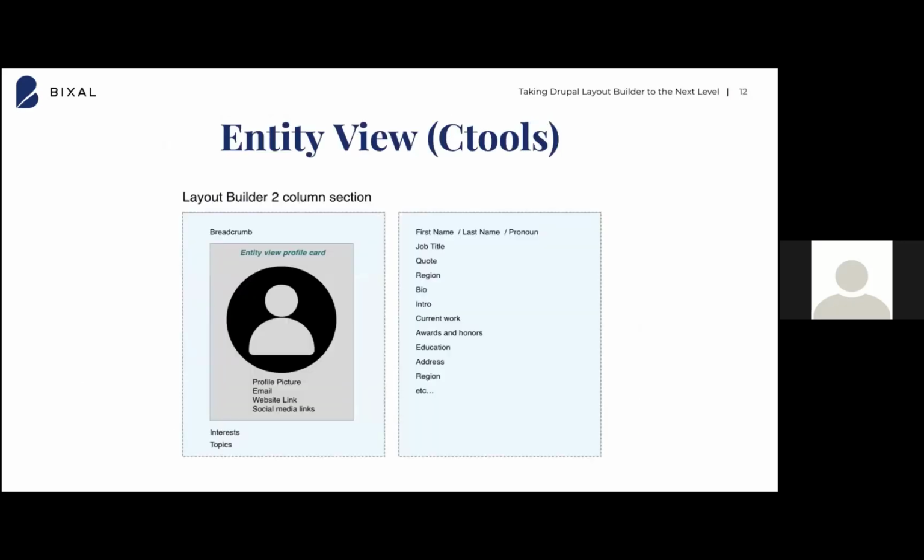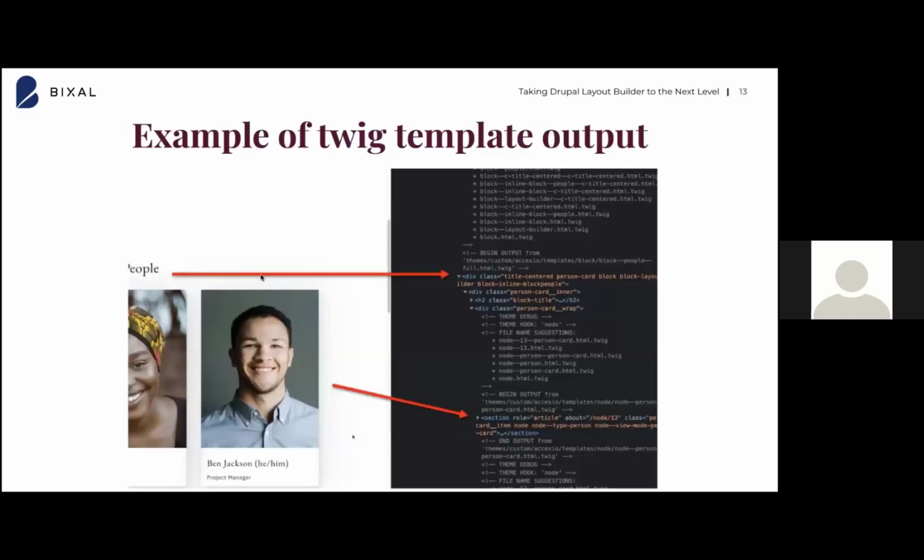Entity view basically is that wrapper I was talking about. So for example, you might have a profile card within some other fields in Layout Builder. So it creates that wrapper. So it makes theming a lot easier to do with that. And I'll show you that example as well. And you can see here, this is an example of Twig template output with the Twig template debugging enabled. And you can see there's plenty of choices for templates as well.